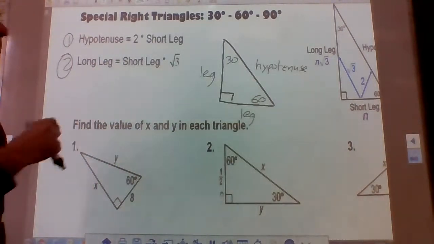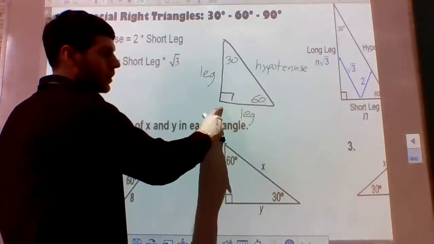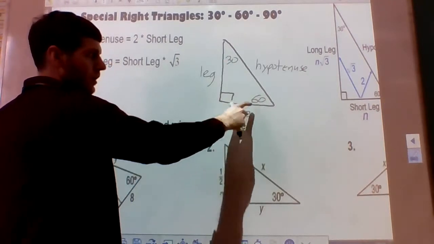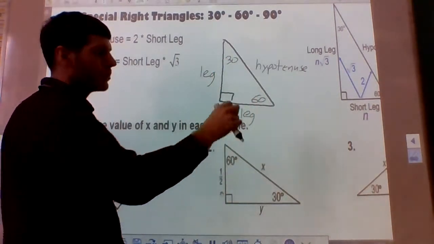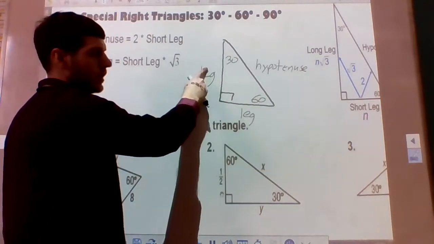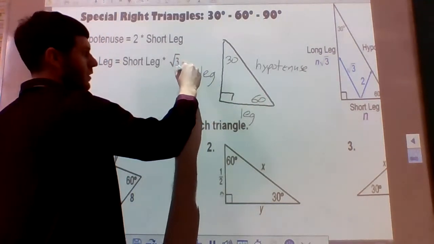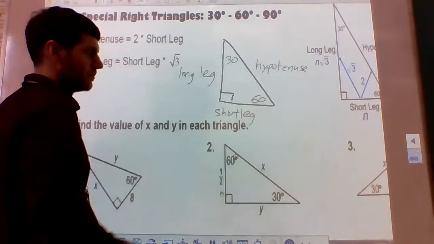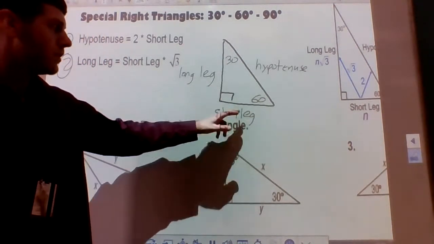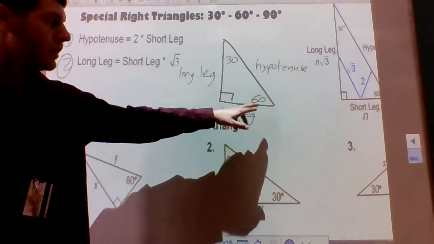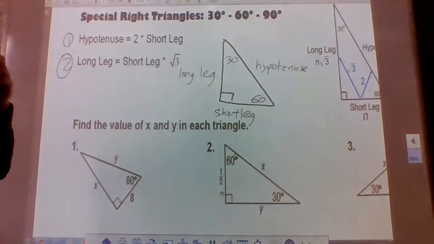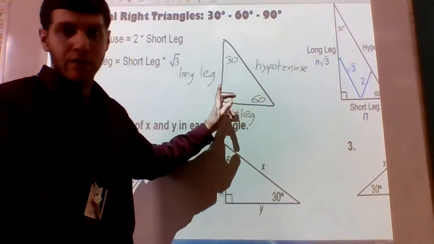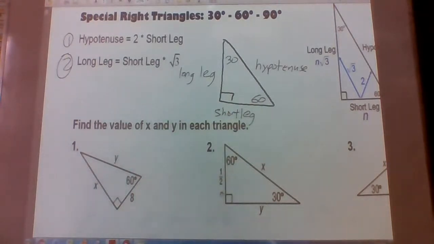So the hypotenuse is the longest side of the triangle because it's across from the largest angle. Then our two legs are across from the 60 degrees and the 30 degrees. 60 is larger than 30, obviously. So across from the larger angle, the 60-degree angle, is the long leg. Across from the shorter angle is the short leg. The leg that's across from the 30 degrees is the short leg, and the leg across from the 60 degrees is the long leg. And the longest side total is the hypotenuse, which is across from the largest angle, which is 90 degrees.